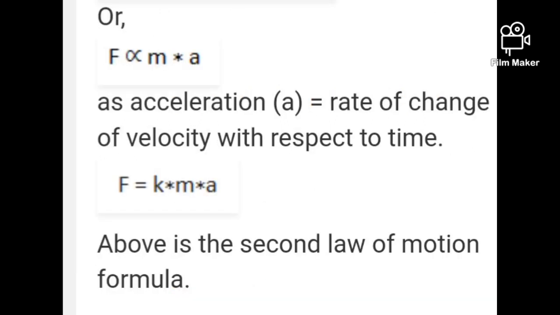Or you can say, what is rate of change of velocity? This is acceleration. We did this in the first chapter, chapter number 8. (v minus u) by t is equal to a. By using that definition we get F proportional to ma, where a is acceleration. And if we remove the proportionality sign we get a constant, that is k. So F is equal to k m a.